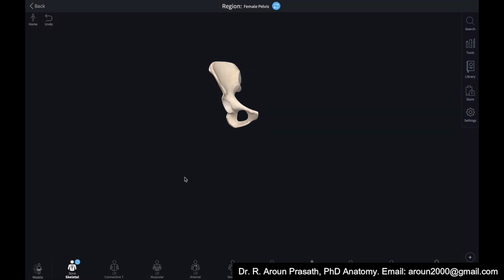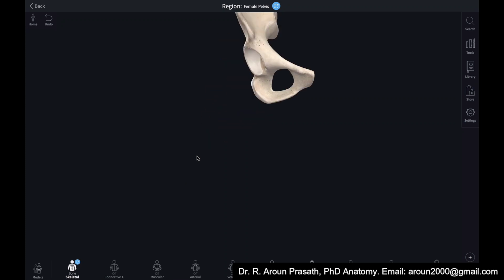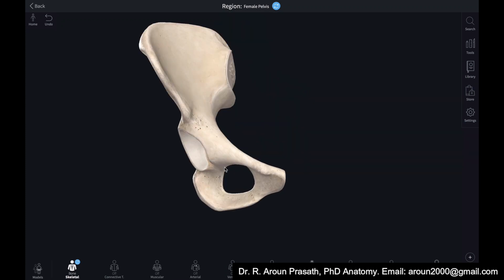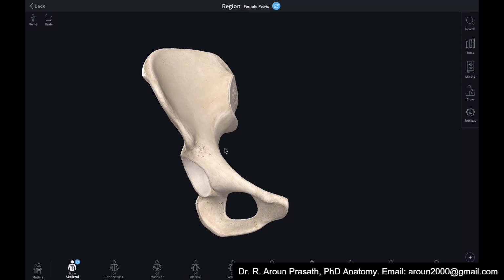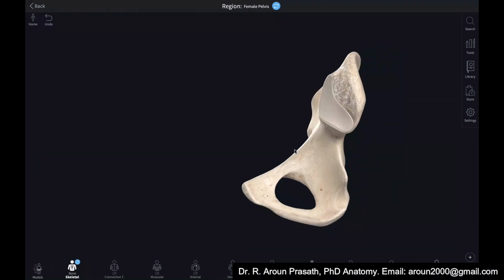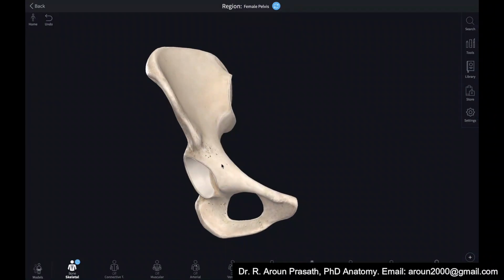Okay, this is the anatomical position. Innominate means the word is irregular. You cannot define any proper shape. So this is the anterior view, and this is the posterior view of the right innominate bone.